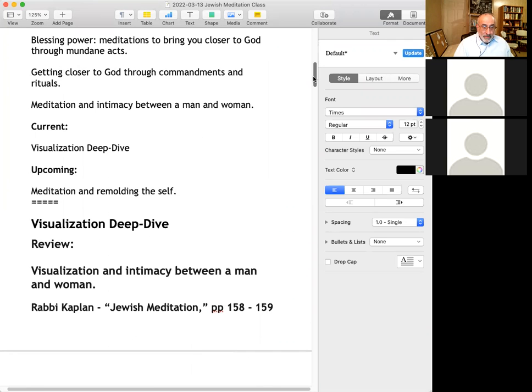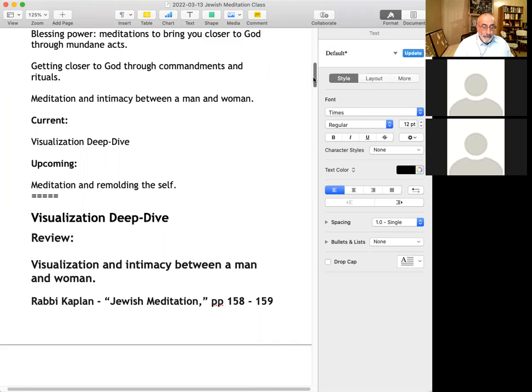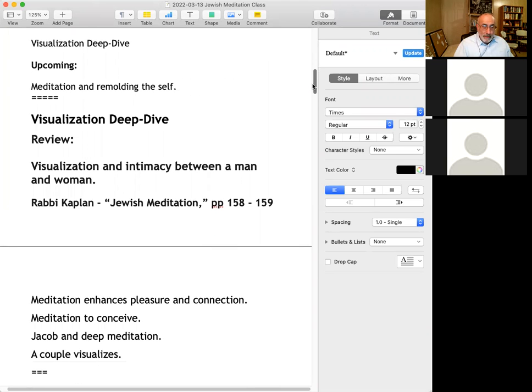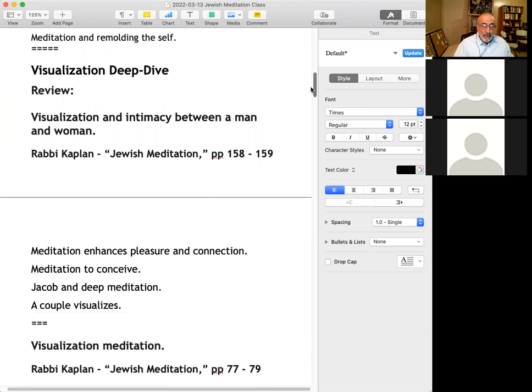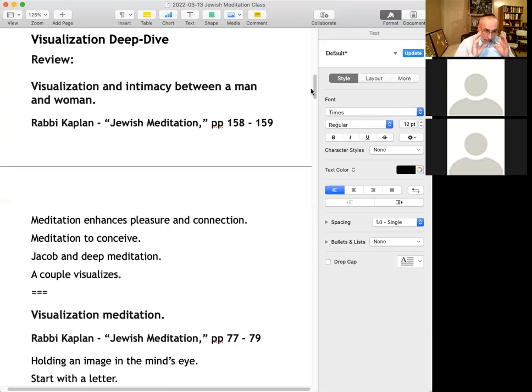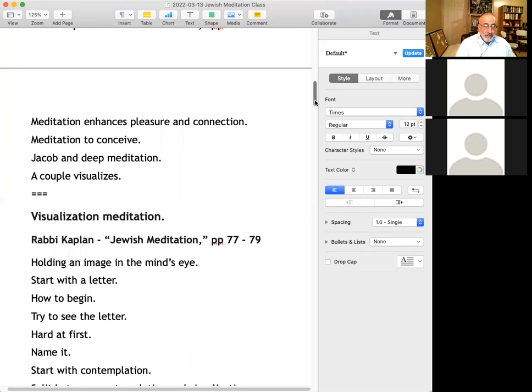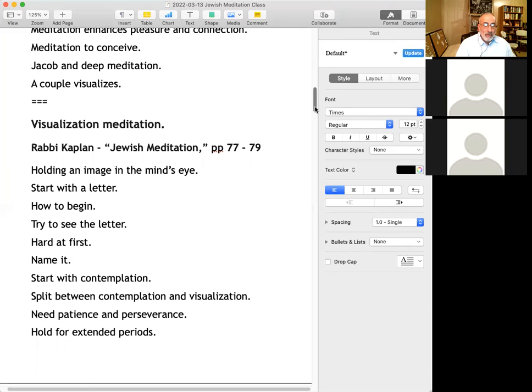Okay, so how did we get to this point? Just to backtrack, we did hear from Rabbi Kaplan about visualization in forging a deeper relationship between a man and a woman, that was our starting point, and we're trying to explore the mechanics of that and what's involved actually in doing that. So that's why we're taking this deep dive, because that's a very deep topic. We branched out a little bit to find out further what he's talking about when he describes visualization meditation.